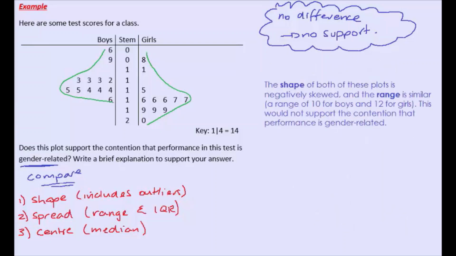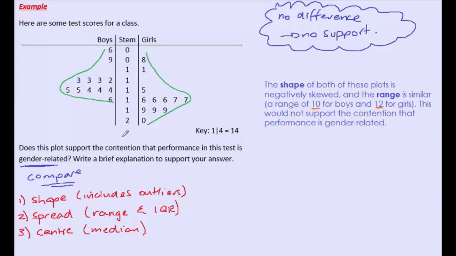So now what I've written after having a look at 2 of the 3 important factors is that the shape of both of these plots is negatively skewed and the range is similar, so therefore it would not support the contention that performance is gender related. Now, it's worth keeping in mind as well that I have written values there, and it's important to have values to support your argument. The third thing we're looking for is the center.